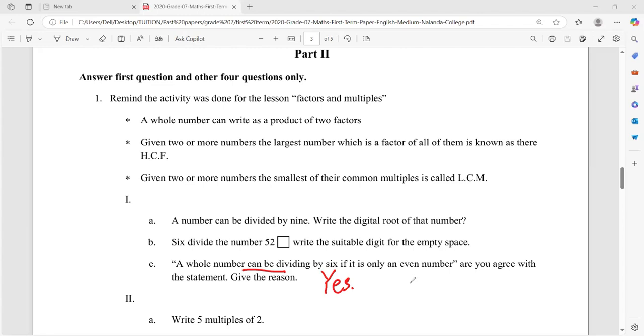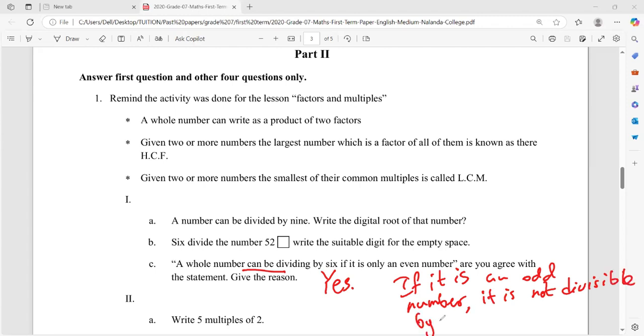The reason is that if it is an odd number, it is not divisible by 2, right? Because it must be divisible by 2 and 3 to be divisible by 6. If 2 and 3 are okay, then 6 is okay. Otherwise, it is not.